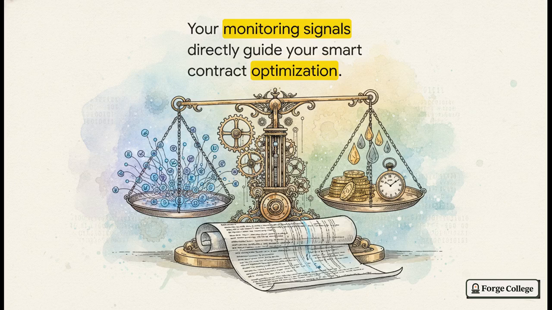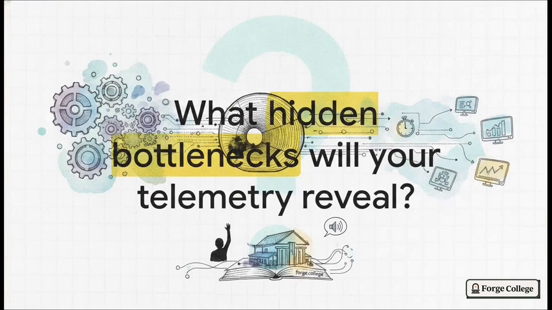Being able to make data-driven decisions like that, it's an incredibly powerful position to be in as a Web3 developer. So, I've got a challenge for you. What hidden bottlenecks will your new telemetry reveal during a 24-hour smoke test? Go ahead and run that test right now to accumulate your baseline data. Just let the system run and watch those metrics gather. I absolutely guarantee you'll uncover some fascinating bottlenecks you had no idea existed.